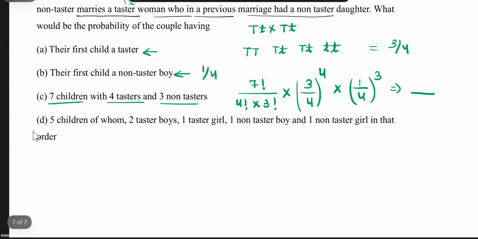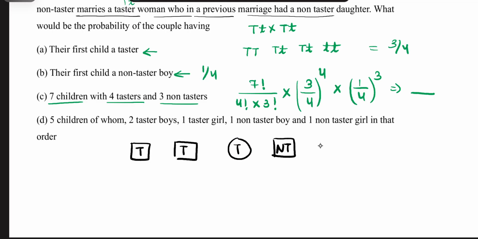Lastly, 5 children of whom 2 are tasters, in this order. When the order is given, you cannot use the binomial theorem. You have to write it out: the first two are boys who are tasters. Then there should be a taster girl, then a non-taster boy, then a non-taster girl. What do you think the chances are?